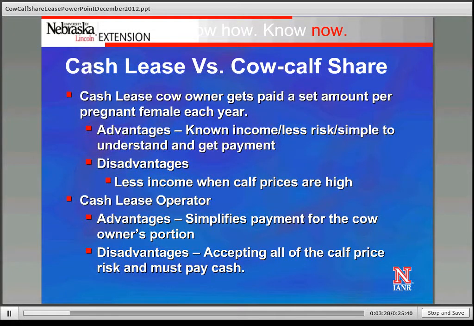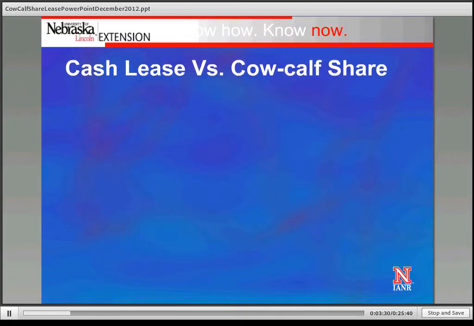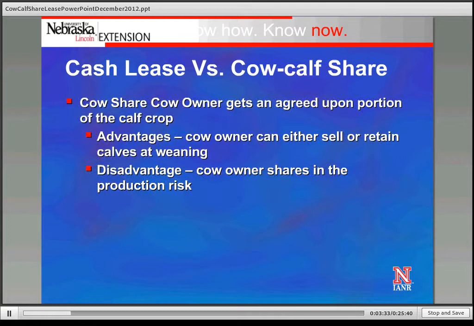Versus a cow-calf share arrangement. In a cow share arrangement, the cow owner gets an agreed upon portion of the calf crop based on their contribution to the cost involved in producing a calf. The advantage in this case to the cow owner is that they can either sell those calves at weaning, or if they're wanting to maintain their herd, maybe put some replacement heifers back into the cow share arrangement, they can go ahead and retain those.